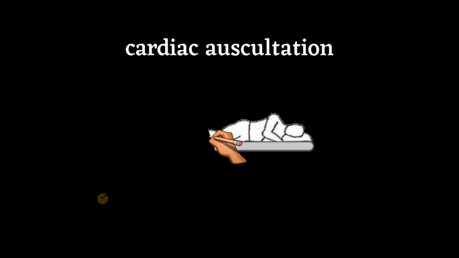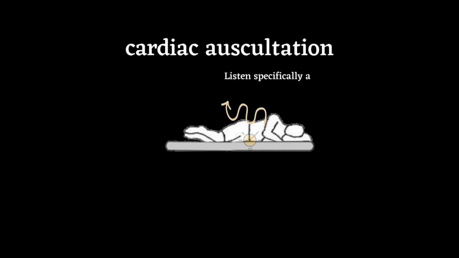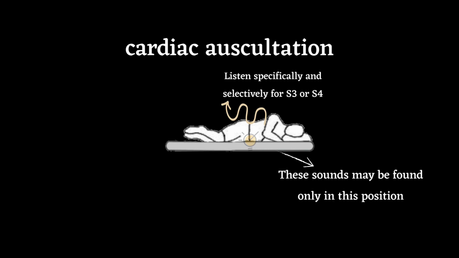After the initial cardiac evaluation, patients should be examined in the left lateral decubitus position with the diaphragm and bell of the stethoscope. With the patient in this position, the examiner should listen specifically and selectively for S3 or S4. These sounds may be found only in this position and heard only with the bell.